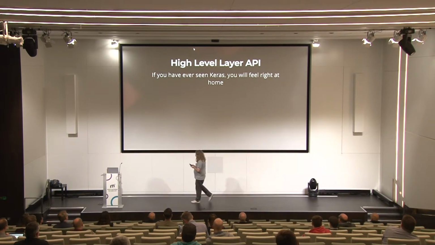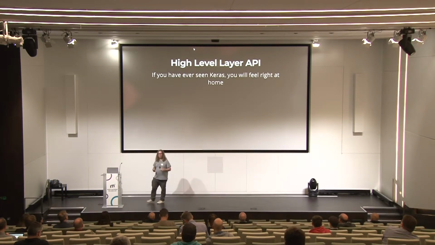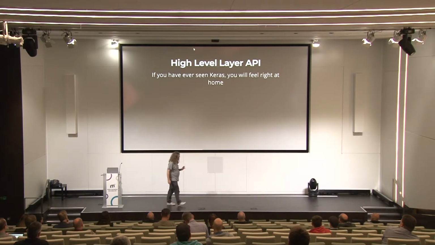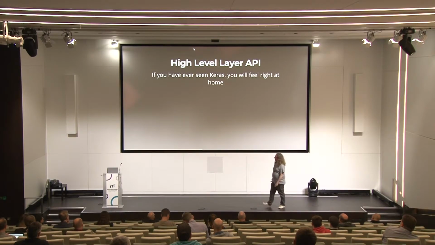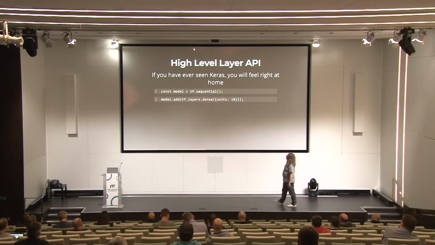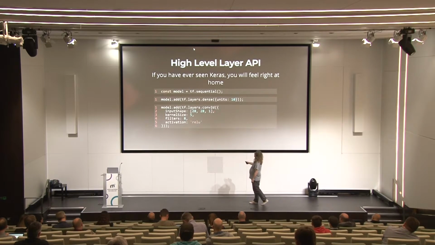But then there's also the high-level API. And who of you uses or knows Keras? Oh, good. This is good news for you. If you know Keras, you feel right at home, because it's the same API as with Keras, but obviously JavaScript style. So sequential model, same thing. You add a layer, same thing again. This is a little bit different syntax. That means add a dense layer or a fully connected layer with 10 neurons. And this is a convolutional layer.